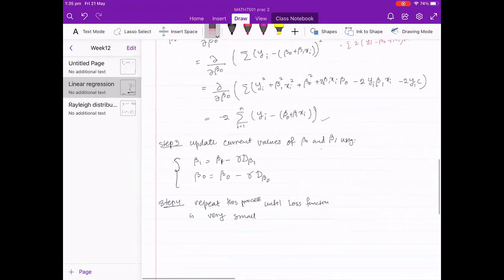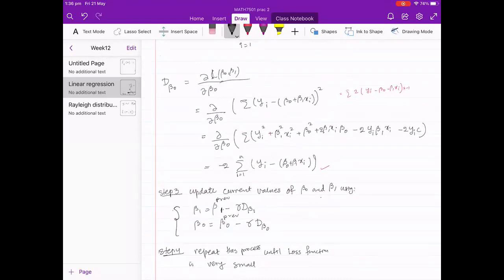Now in step 3, you would update the current values of beta 0 and beta 1, using the previous step values. That's the previous beta 0. And you would update beta 1 by beta 1 minus the learning rate or step size times the derivative with respect to beta 1, that is db1, and beta 0 is similar. You would repeat this process until the loss function is very small, typically close to 0. So that's the gradient descent algorithm. You are asked to fit this model to some given data points using the gradient descent algorithm. Those are the steps.